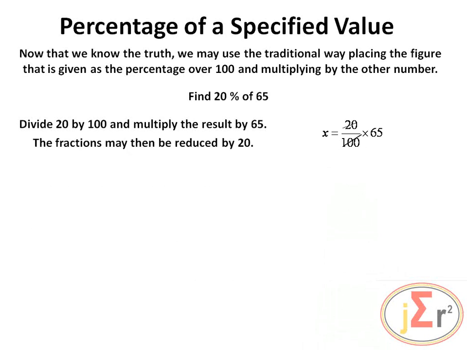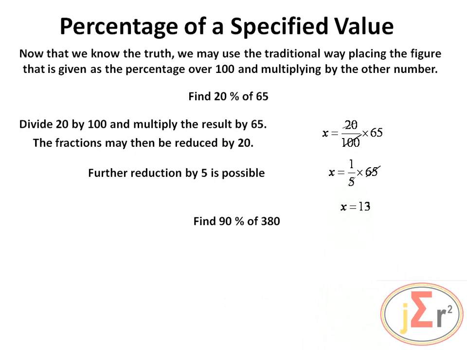The fraction may be reduced, and 5 into 65 is 13, so your answer is 13. Find 90% of 380.